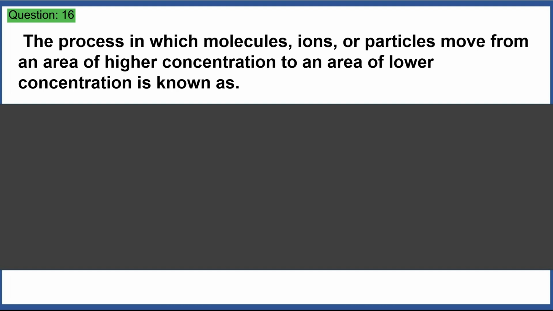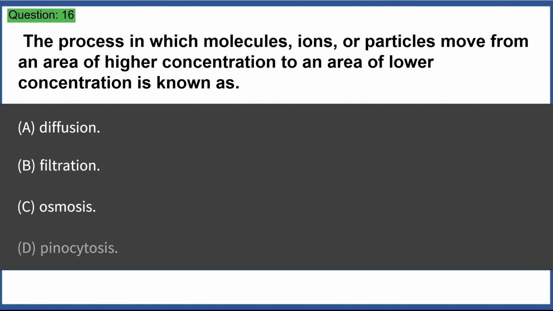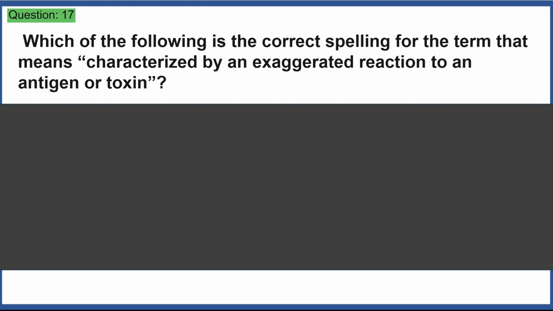The process in which molecules, ions, or particles move from an area of higher concentration to an area of lower concentration is known as: A. Diffusion, B. Filtration, C. Osmosis, D. Pinocytosis. Answer: C. Osmosis.